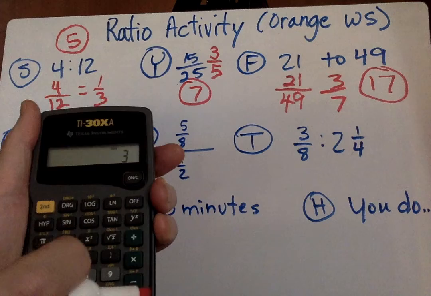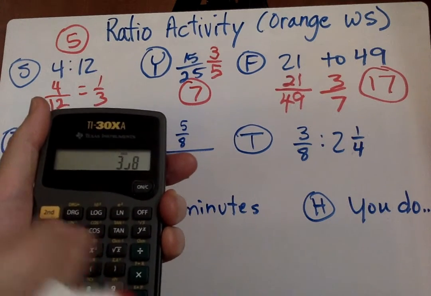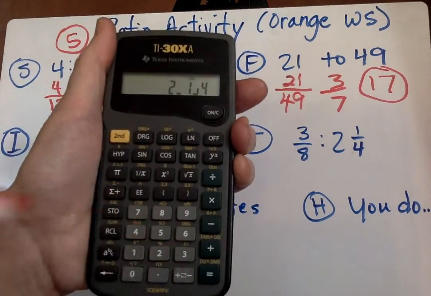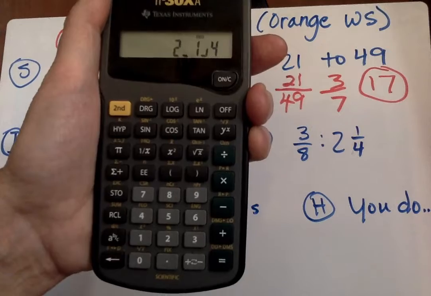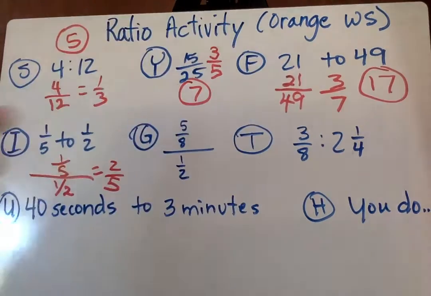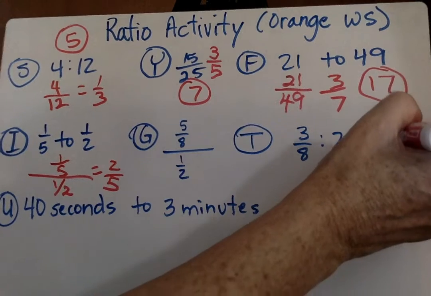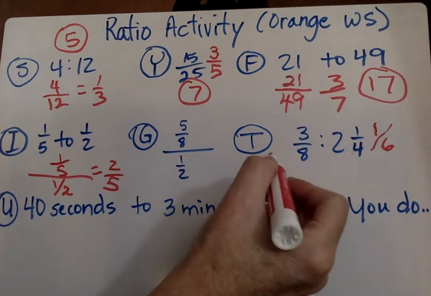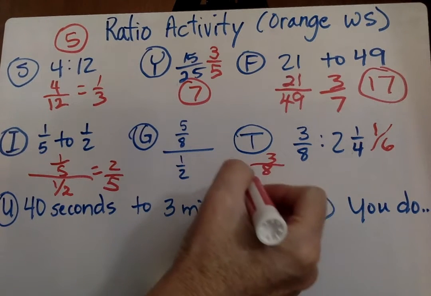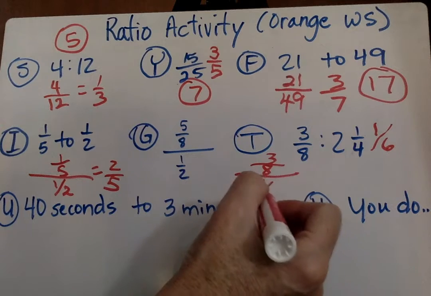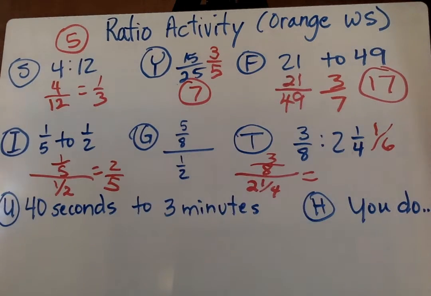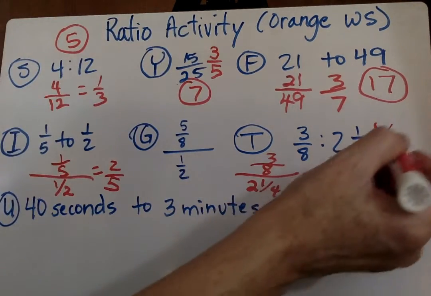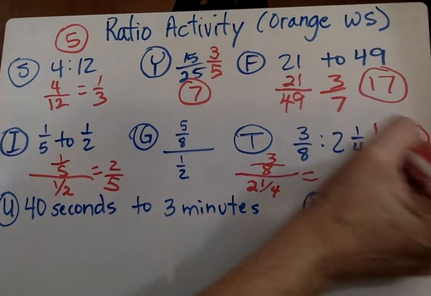So I go 3 ABC 8 divided by 2 ABC 1 ABC 4. So that's 2 and 1/4. And then I put equals 1/6. Okay. And I'm running out of room here, but you need to put 3/8 divided by 2 and 1/4. And that equals 1/6. So again, find it on this part, number 3. So all the 3's should be T.